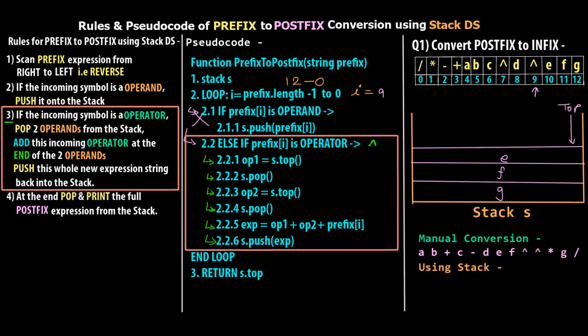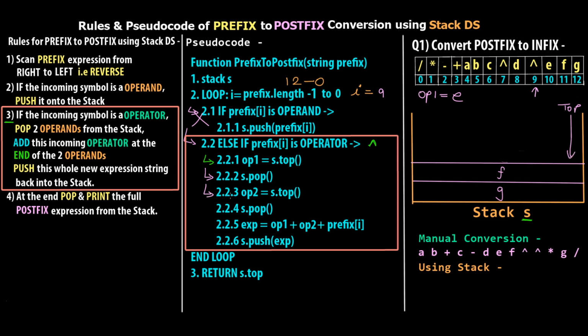So let's start off with 2.2.1. We say op1 is equal to s.top. So let's create op1 equals to s.top. S is the stack object and top means whatever is there at the top of the stack. What is there at the top of the stack? It is E. So I'm gonna say op1 is equal to top of the stack, which is E. So op1 equals to E. Then we move forward, we say s.pop, which means we remove this top of the stack, which is E right now. So when I remove the top of the stack, this gets erased out. And now the new top of the stack is F.